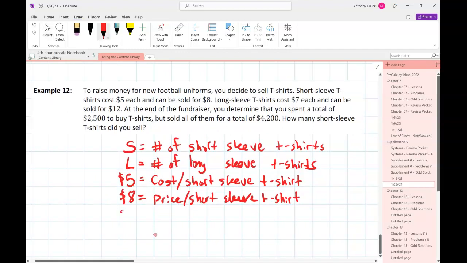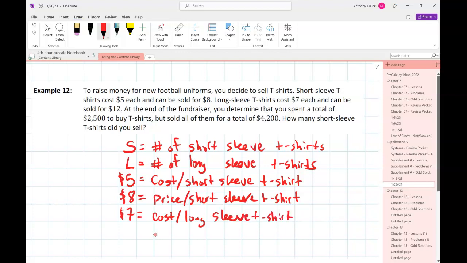The next thing I see is $7. What is $7? Okay, the cost per long sleeve t-shirt. And then I see $12. What's that? It's the price of the long sleeve t-shirt, right?